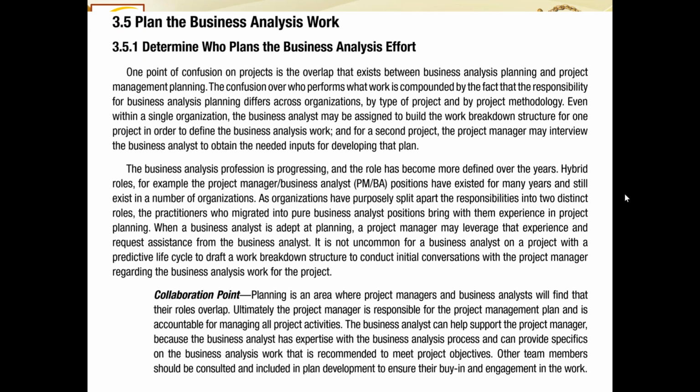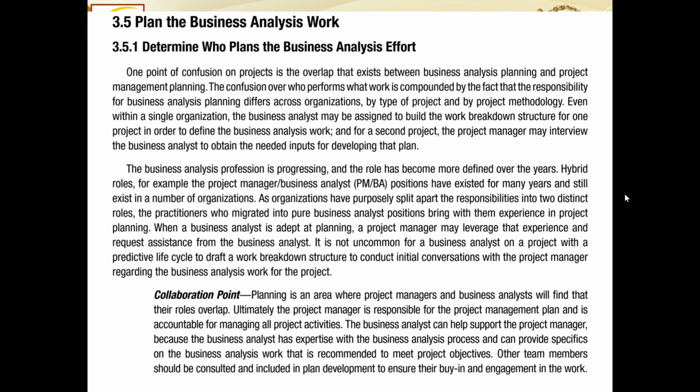Even within a single organization, the business analyst may be assigned to build the work breakdown structure for one project in order to define the business analysis work. Now, this is really confusing because who is responsible for creating the WBS? WBS is the responsibility of the project manager because this is the project manager's work.